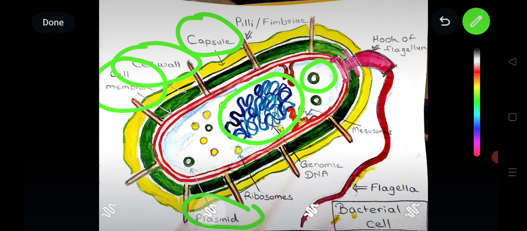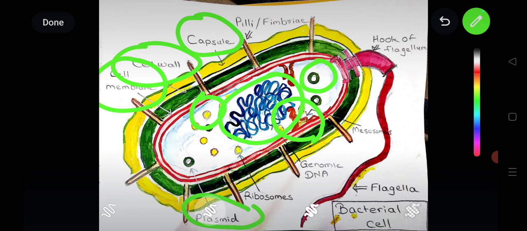The genomic DNA of the cell is attached to the mesosomes, which are nothing but an infolding of the cell membrane. In the cytoplasm, you have ribosomes, which are the sites for protein synthesis. In bacteria, ribosomes are made up of two subunits, a larger and a smaller subunit, and the total size of the ribosome is 70S. S stands for Svedberg unit.